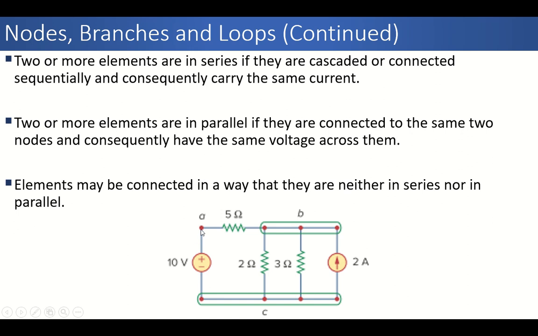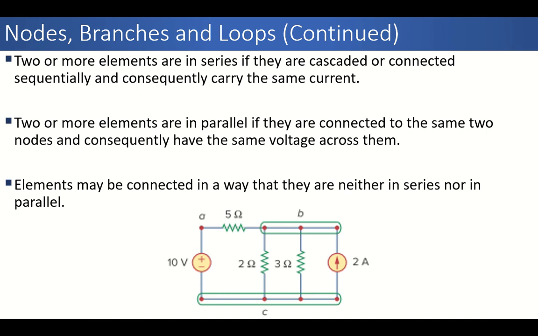Similarly, you can see that this point is different. The 10 volt source is connected to a point here, and this is point B. So obviously this is different. So the C point is the same in case of the 10 volt and the 2 ohm, but points A and B are different. So the 10 volt and the 2 ohm are not in parallel.